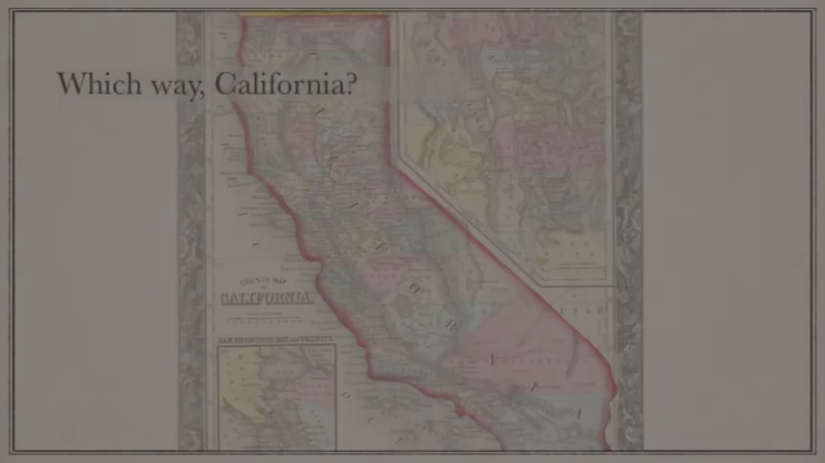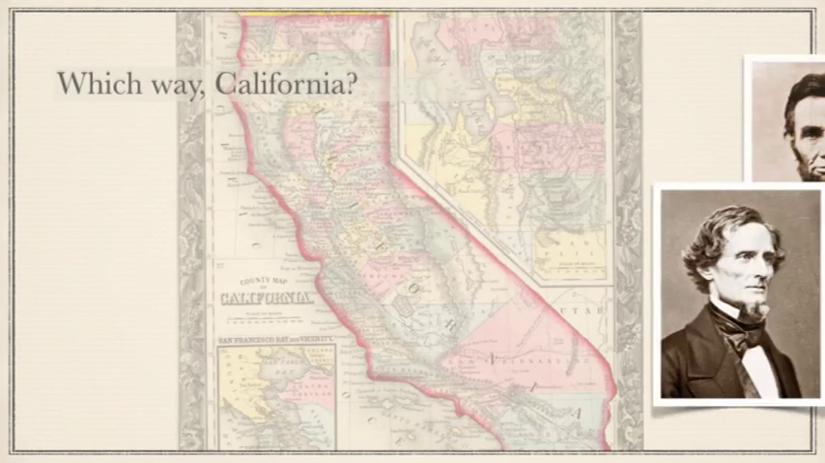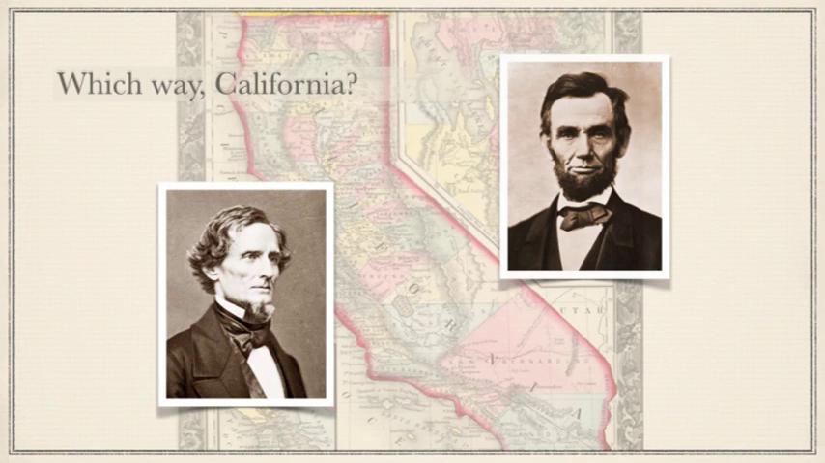No one knew if California would stay in the Union. Abraham Lincoln and Jefferson Davis both had high hopes for California based on the results of the 1860 election.